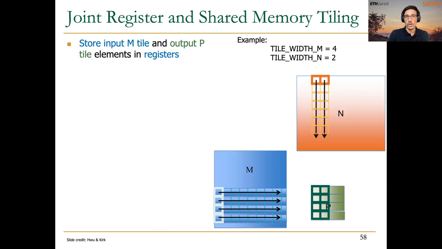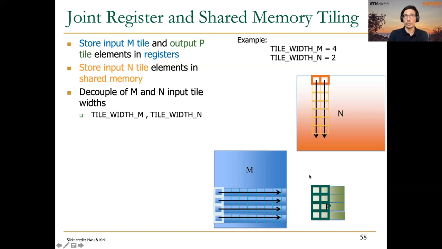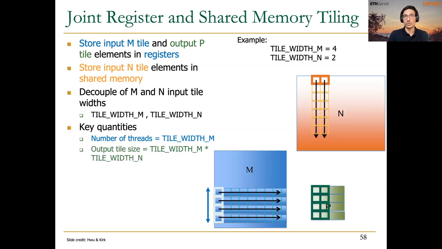First of all, we are going to store elements of the input matrix M and the output P into registers. We are going to store elements of the matrix N into the shared memory. So these ones here go to registers, also here, these ones go to registers, and these ones go to shared memory. Then observe that we decouple the M and N input tile widths. They have different sizes, but these sizes are related to some key quantities, for example, the number of threads. So tile width M is equal to the number of threads that we are using in the thread block, and the output tile size is tile width M times tile width N.